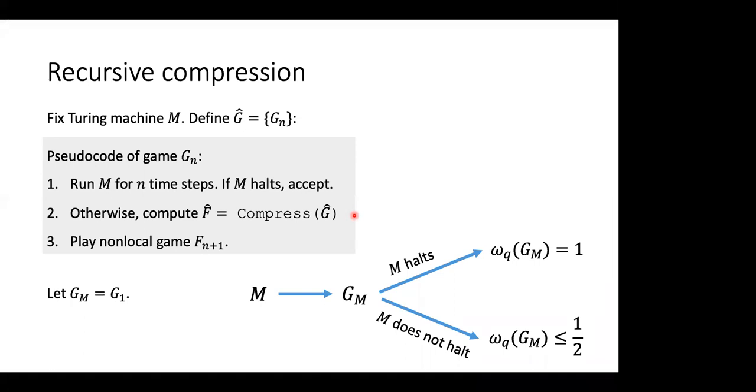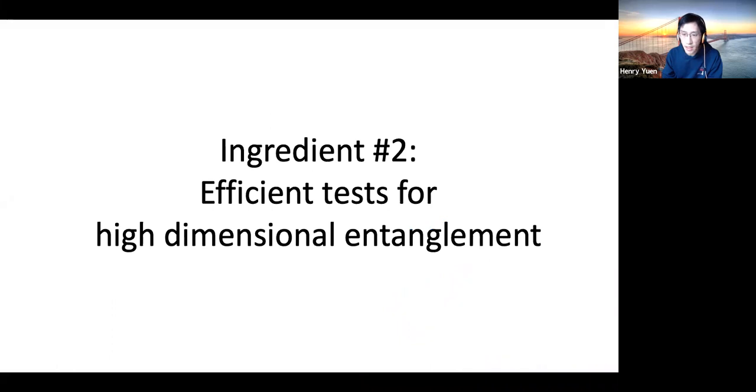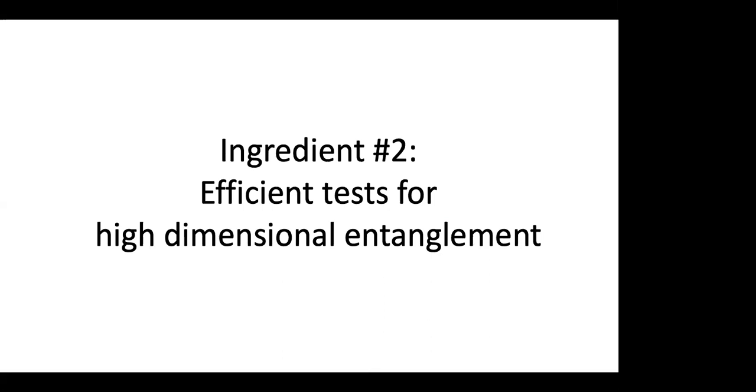Okay. So that's the recursive compression argument. I think I'm close to out of time. I was going to say something about these efficient tests for entanglement, but maybe I should stop now to let people leave if they need to? Well, I'm happy to stay.